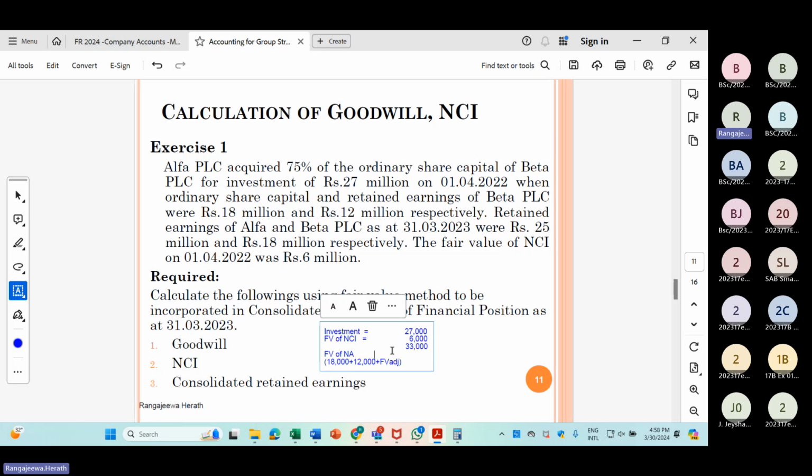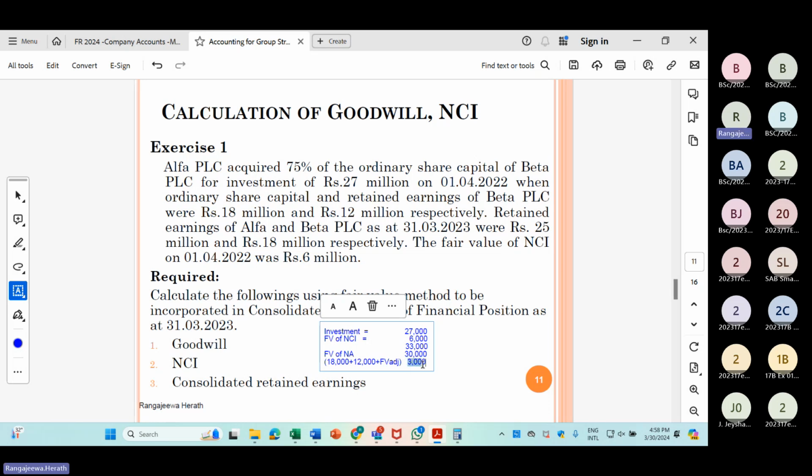But if there is a fair value, you have to consider that also. You may be given the fair value of net asset, either a different value or there is an excess of fair value. So you have to take that into consideration. If the fair value exceeds the book value by 2 million, here it should be 32 million, 30 plus that 2. Right? So in this activity, we don't have it.